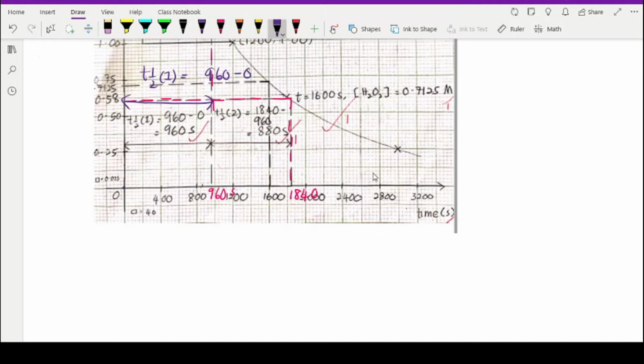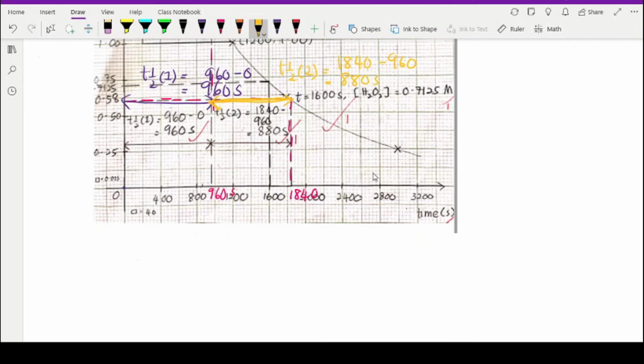That would be 0. So the half-life is 960 seconds. Okay, so you've got 1 mark for that. For the second half-life, that would be going from this point to this point only. Okay, so this orange line, what is the time for it? That would be our second half-life, which would be 1840 minus the time here, which is 960. So that would be 880 seconds.